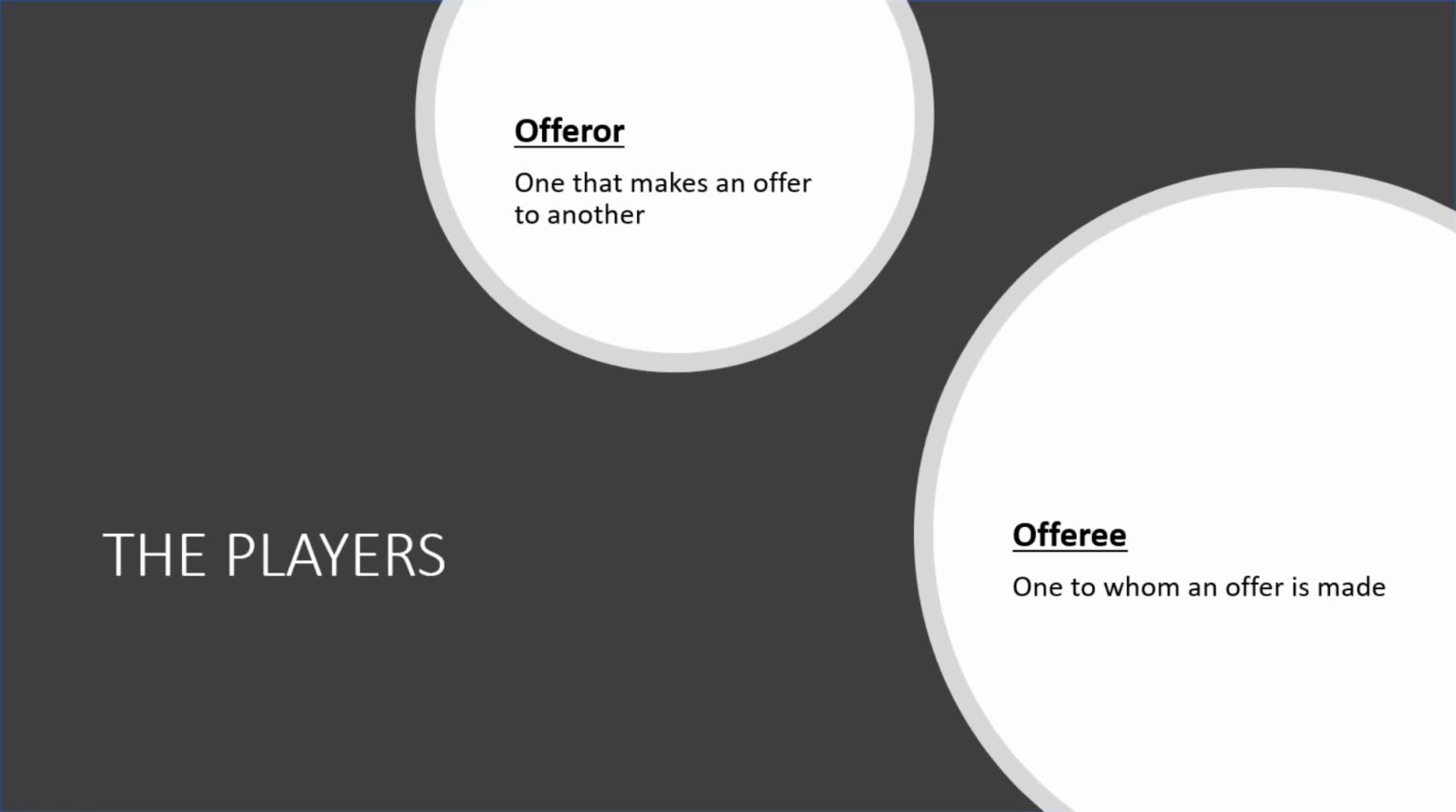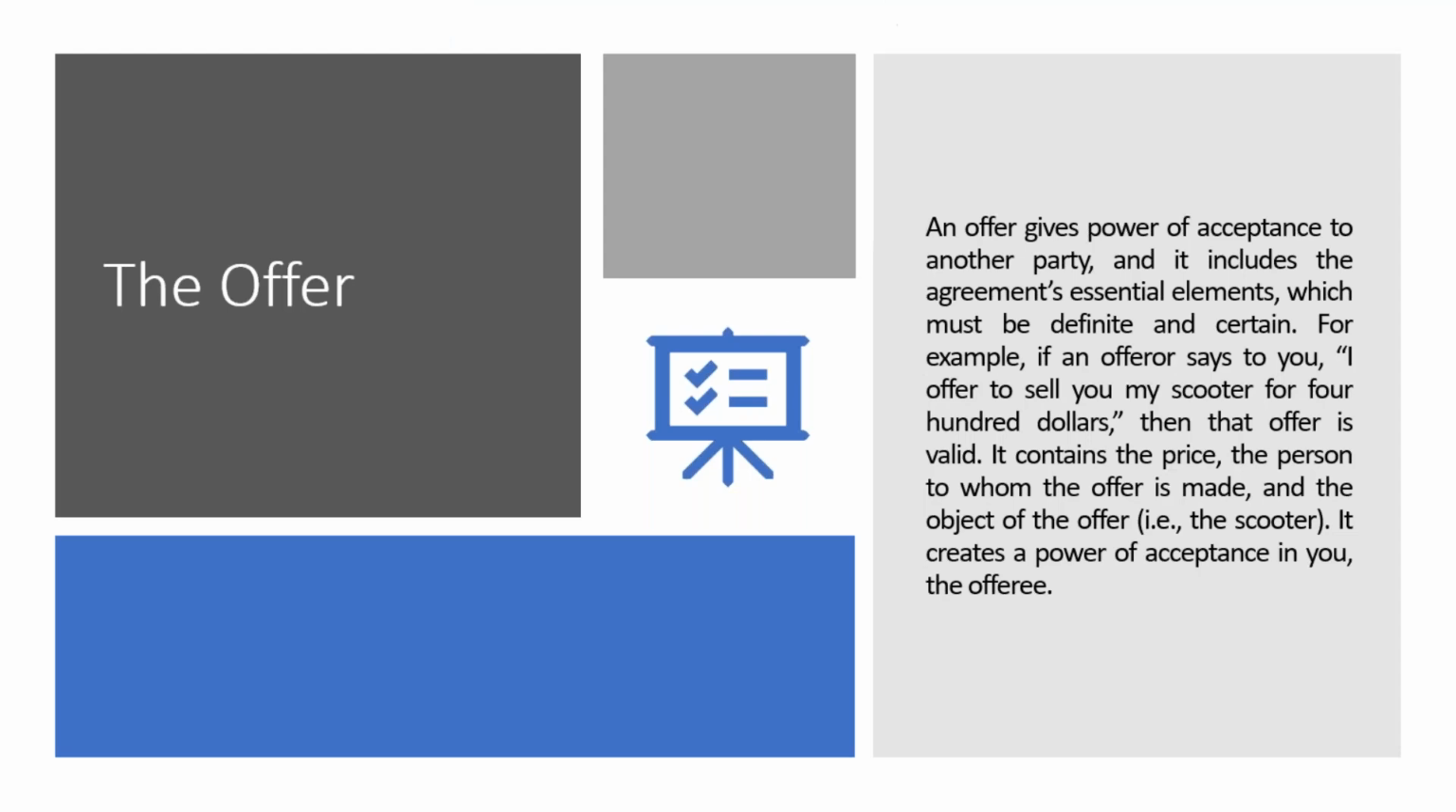So let's look at the players to a contract. We have the offerer and the offeree. The offerer is the person who extends the offer to the offeree. They set the parameters for acceptance. The offeree is the person the offer is made to, and the only one who has the power to accept the offer from the offerer.